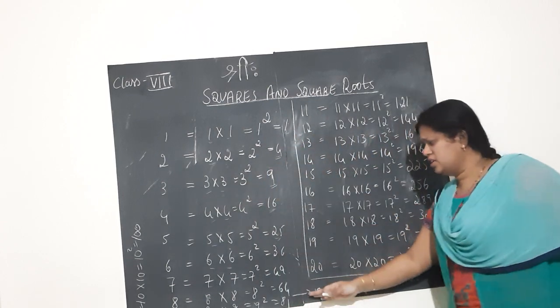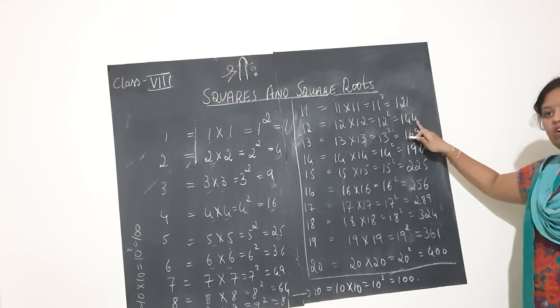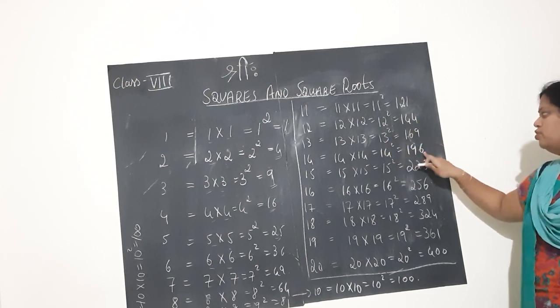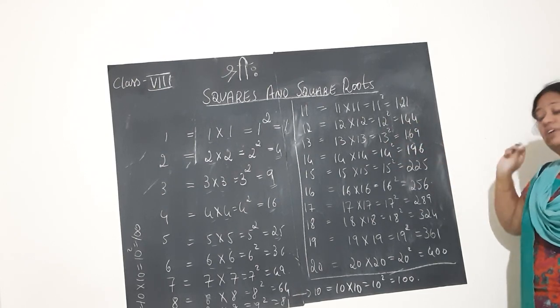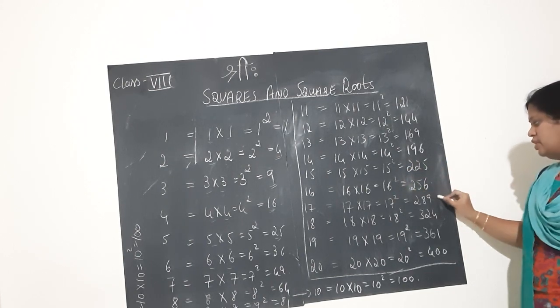So we have written now, children: 10 square is 100, 11 square 121, 12 square 144, 13 square 169, 14 square is 196, 15 square 225, 16 square 256, 17 square 289.